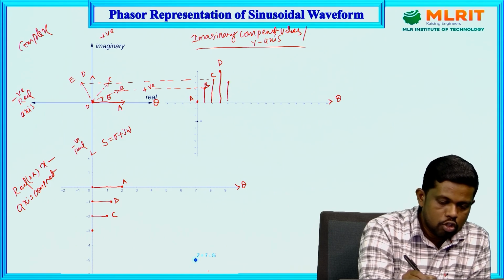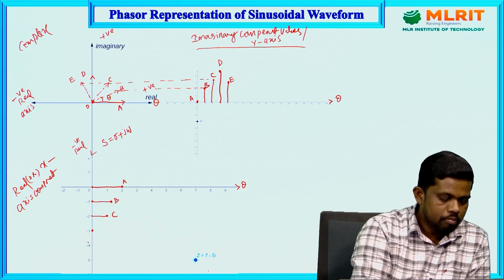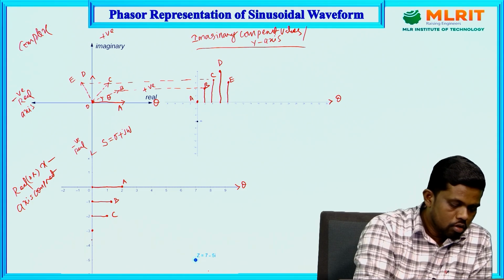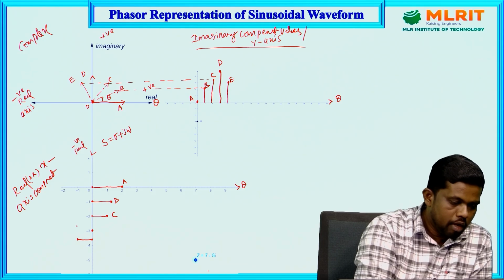So that is instant number E. Then the real axis component value we need to keep here. So that is this one. So this is the real axis component value at E. This is instant E, this is instant D.